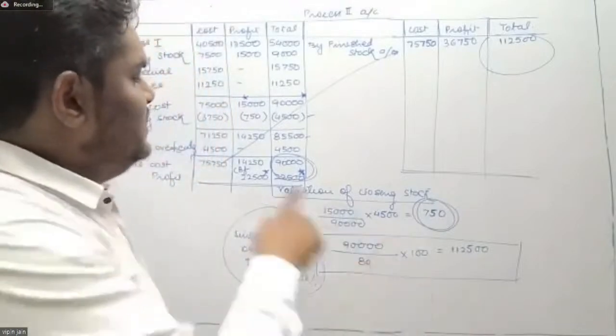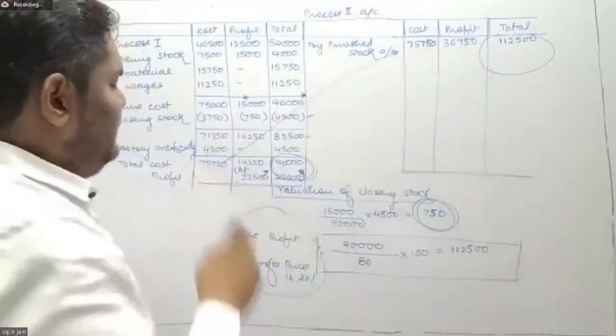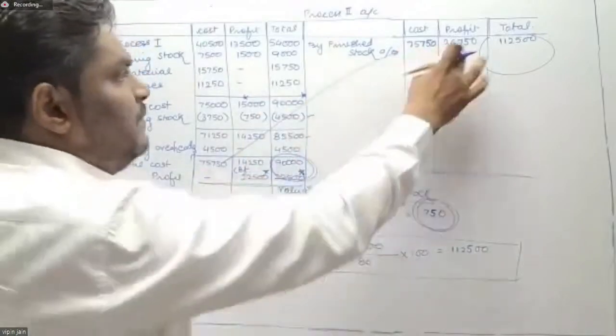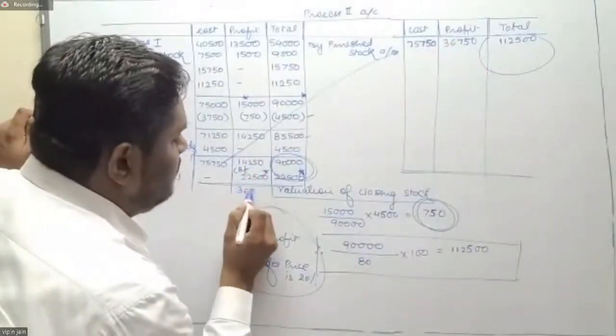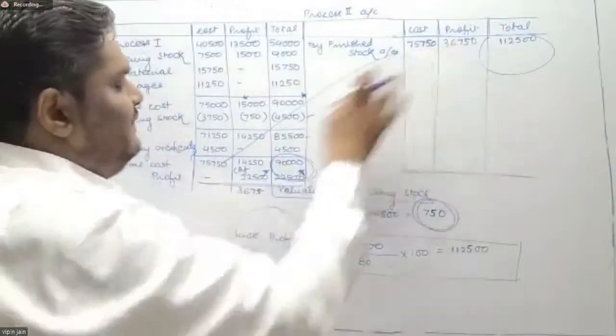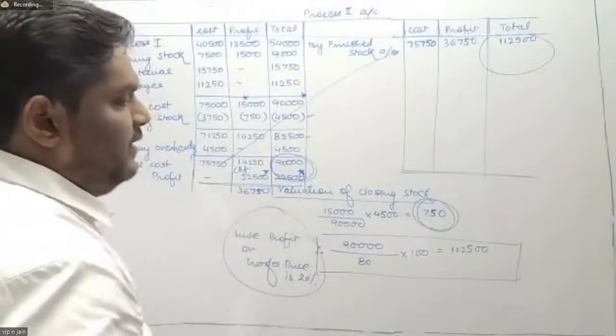Miss Shrishti, hopefully this part is clear. This is the balancing figure, that is 75,750 is tallied, but 36,750 minus 14,250. Sorry, 36,750 minus 14,250. This is the balancing figure, 22,500.